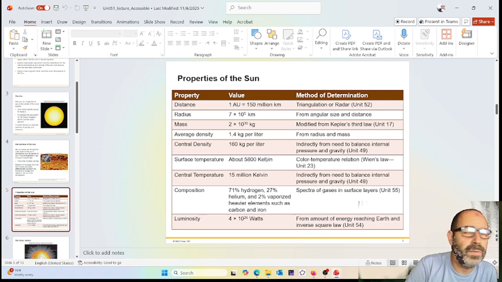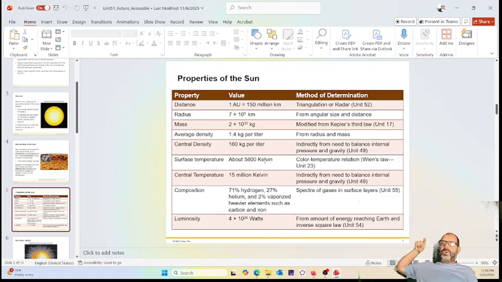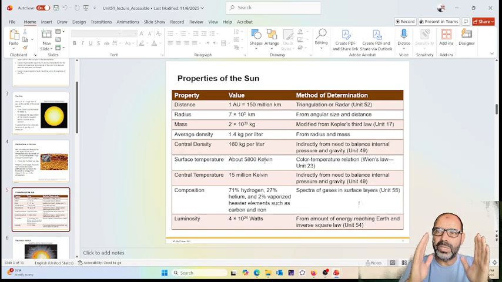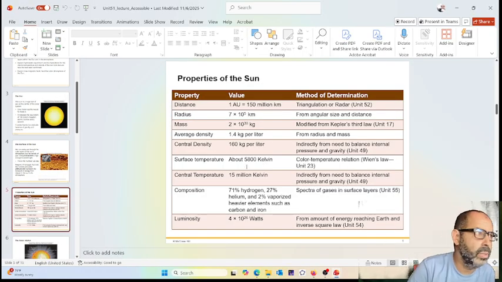The temperature on the surface is about 5,800 Kelvin. Okay, we had a unit before, and please go ahead and review it, that connects the temperature to the wavelength. 5,800 Kelvin, if you use Wien's law, corresponds to about 500 nanometers, which is the green light. Okay, that's the middle of the spectrum. That's why the sun appears white.